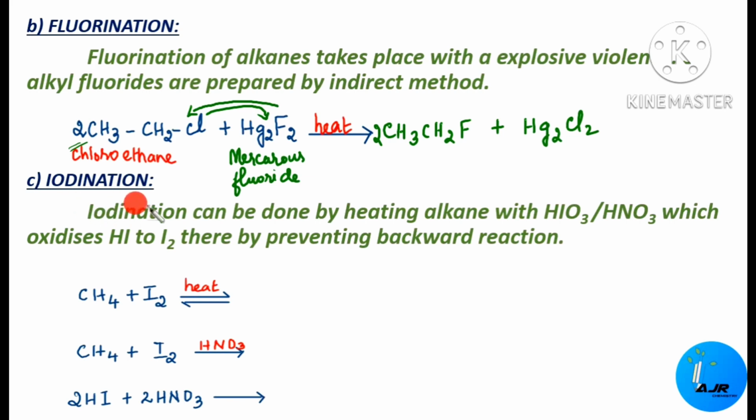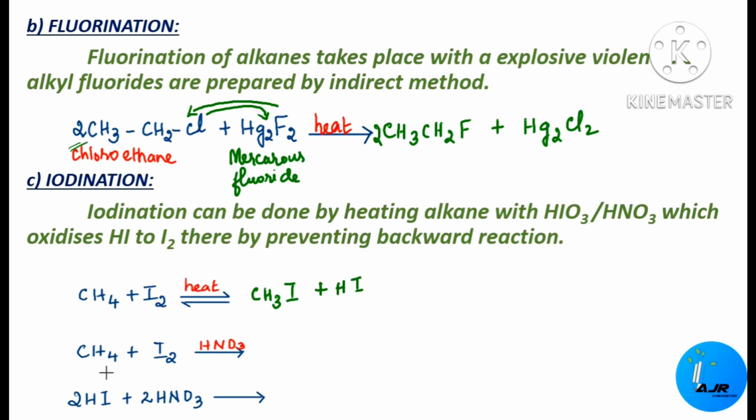And next comes iodination. Iodination can be done by heating alkane with hydroiodic acid or nitric acid, which oxidizes HI to I2, thereby preventing the backward reaction. So let us see what is happening here. See, when methane is treated with iodine in the presence of heat energy, it will produce CH3I, methyl iodide, plus HI.